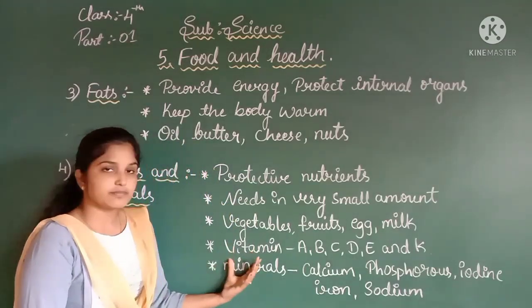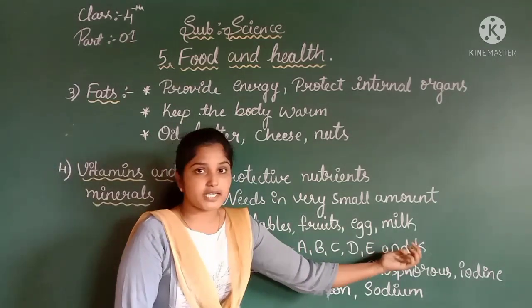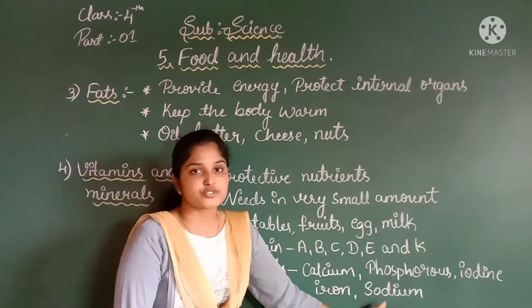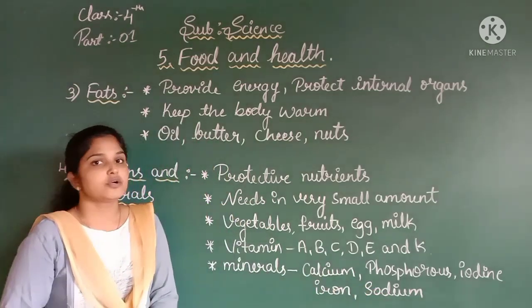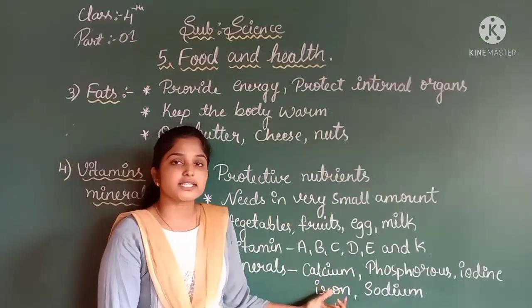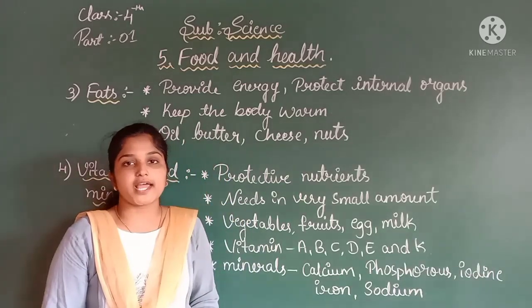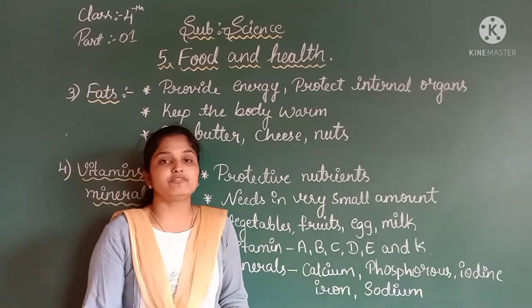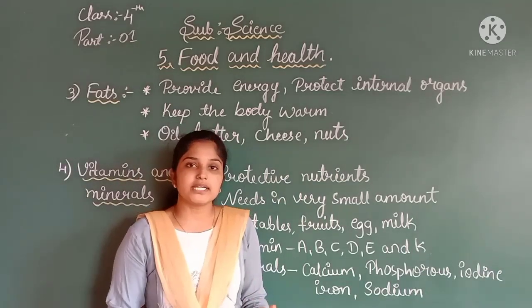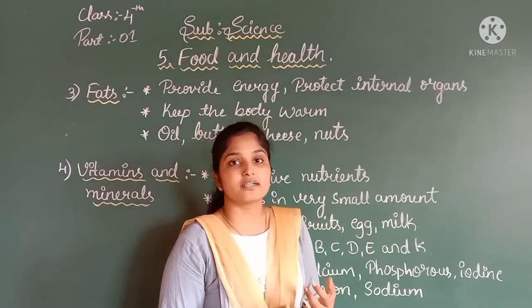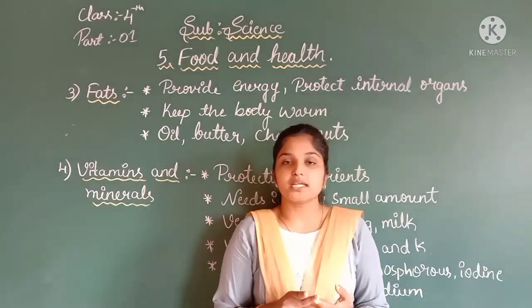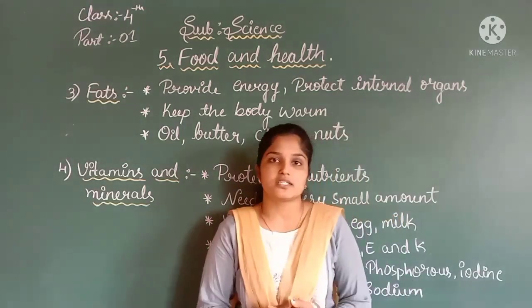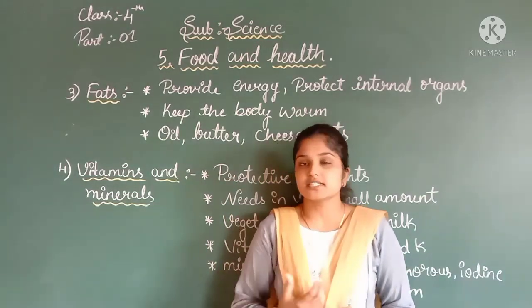Vitamins like A, B, C, D, E and K, and minerals like calcium, phosphorus, iodine, iron and sodium have different functions in our body. Calcium helps to build bones and teeth, whereas iron helps in blood formation. Foods like meat, fish, egg, milk, vegetables and fruits provide us these minerals.